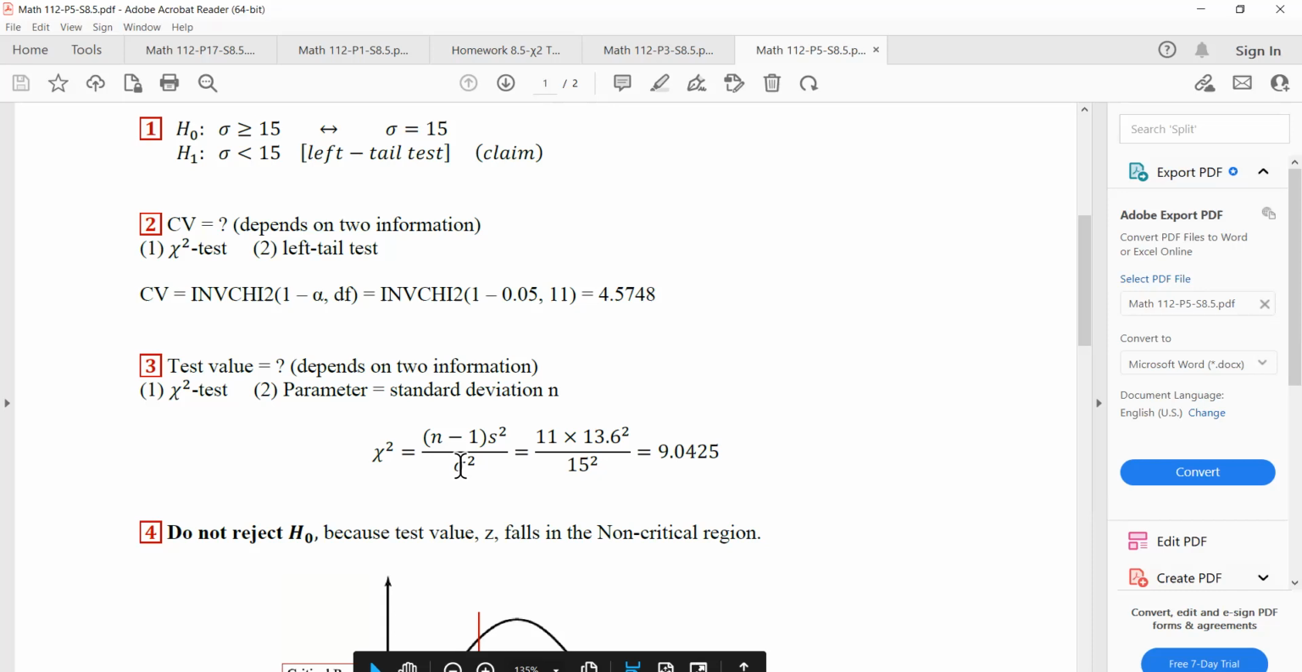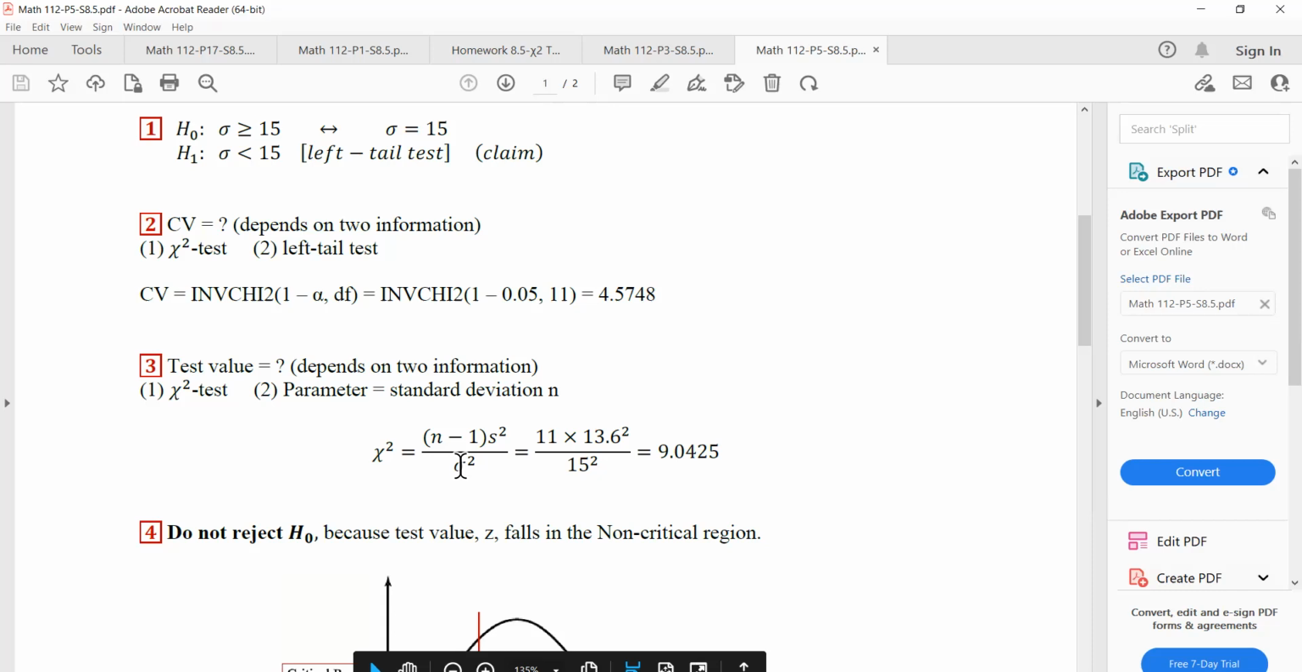Sigma is 15. So when you put this in your calculator, no real need for parentheses. You can subtract 1 from n without needing a calculator. So you can put that number in directly like she has here. I already did. I got the same answer.